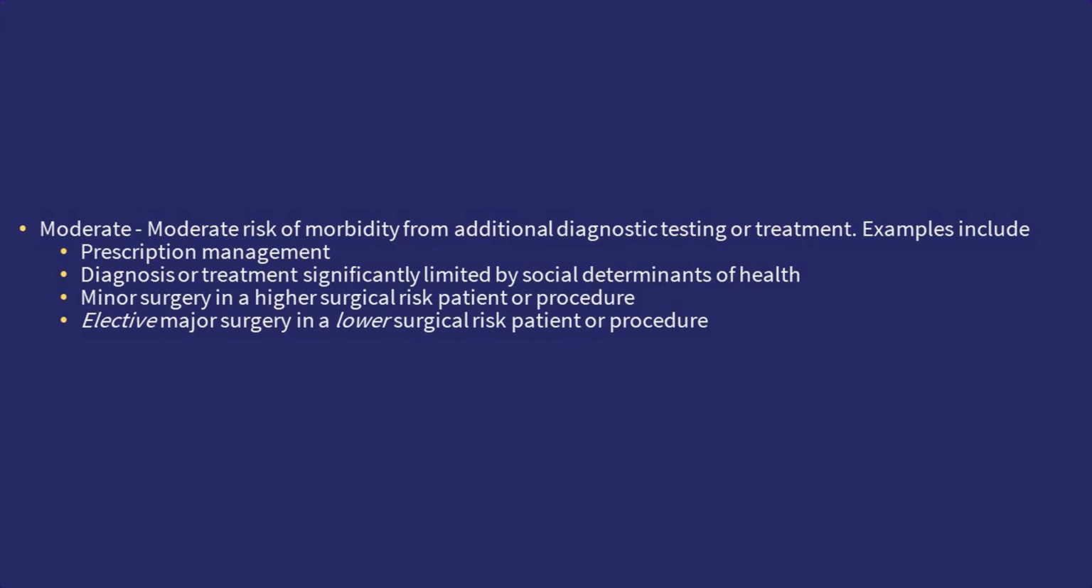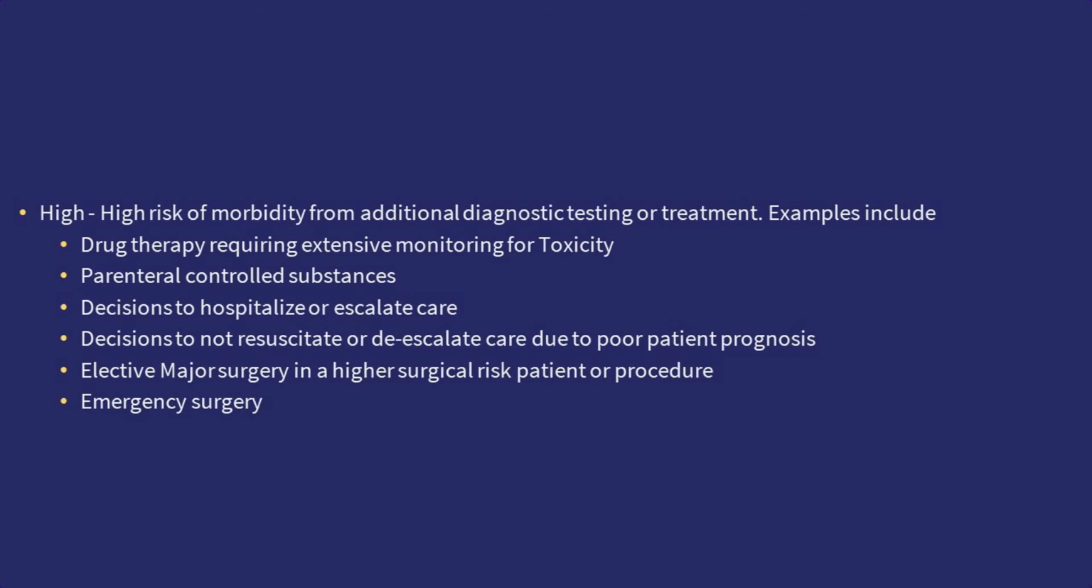Examples of moderate risk include prescription drug management, diagnosis or treatment significantly limited by social determinants of health, minor surgery in a higher surgical risk patient or procedure, elective major surgery in a lower surgical risk patient or procedure. Of note, moderate risk can be assigned even if the patient decides not to undergo surgery, as long as the options are discussed. Examples of high risk include drug therapy requiring extensive monitoring for toxicity.